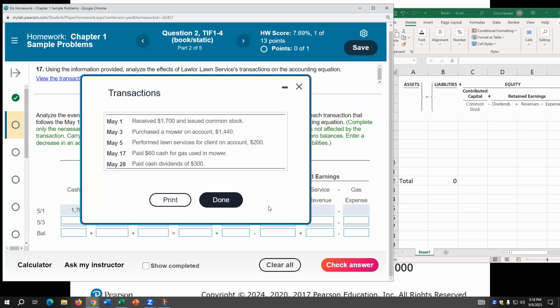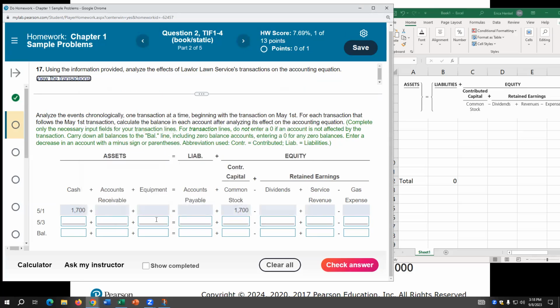So that means that we would be increasing our equipment account, right? Or assets. And then would we be increasing or decreasing our payables? Increasing, right? Yeah, because we would be owing them that money. Okay, so 1,440.